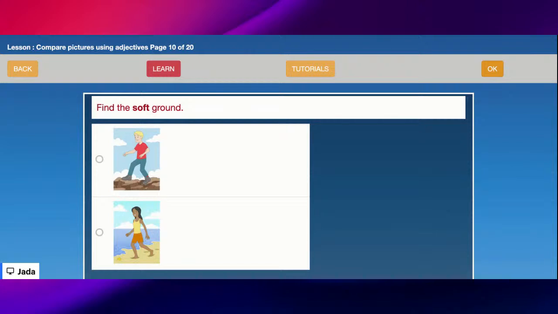So find the soft ground. Which is the soft ground? Is it one or is it two? Soft ground. Which one is the soft ground?